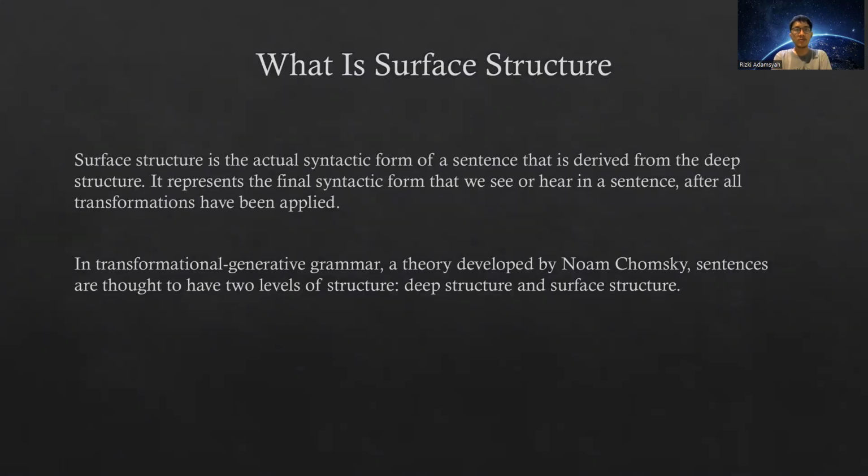What is surface structure? Surface structure is the actual syntactic form of a sentence that is derived from the deep structure. It represents the final syntactic form that we see or hear in the sentence after all transformations have been applied. In transformational generative grammar, a theory developed by Noam Chomsky, sentences are thought to have two levels of structure, deep structure and surface structure.